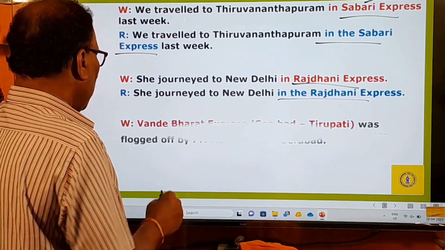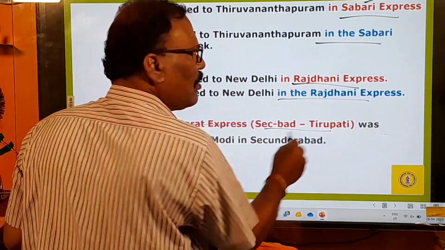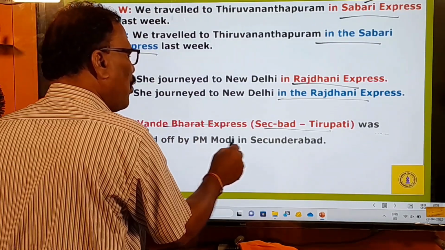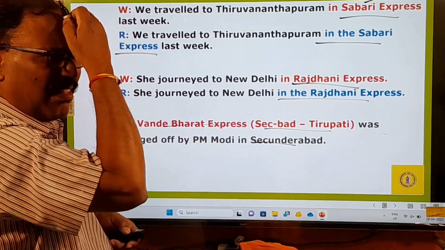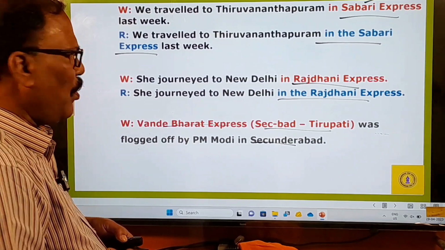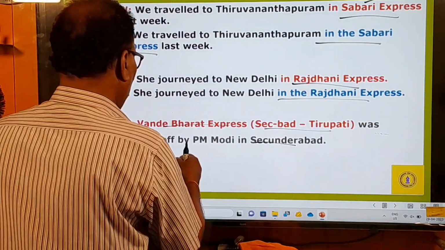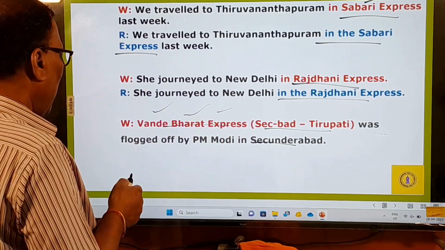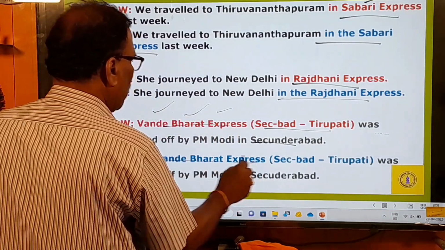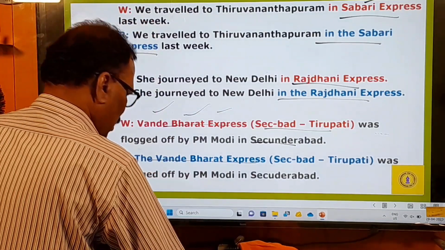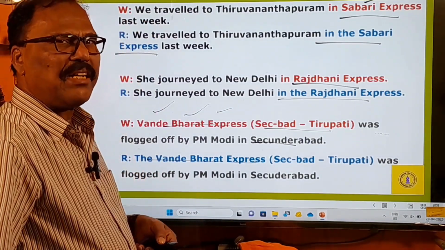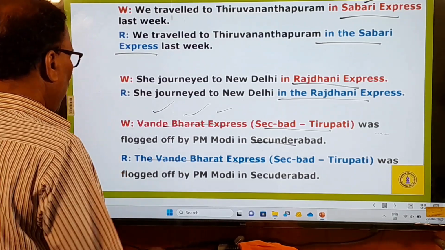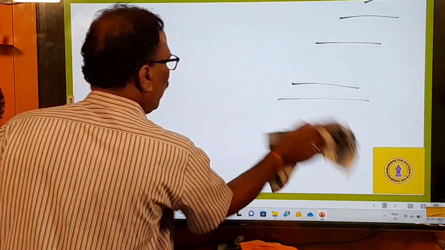And next, Vande Bharat Express, Secunderabad to Tirupati, was flagged off by Prime Minister Modi in Secunderabad. Yes, a couple of weeks ago, Narendra Modi flagged off the Vande Bharat Express. This is the name of that train, and then the Vande Bharat Express. So in all these examples, you have come to know that before the names of trains, we must use the definite article, right? And now let's go to the next rule very quickly.